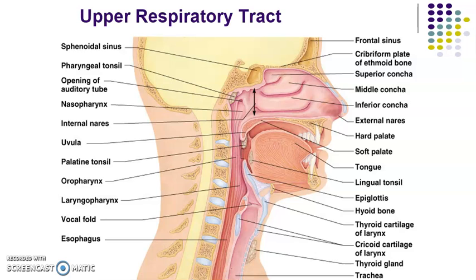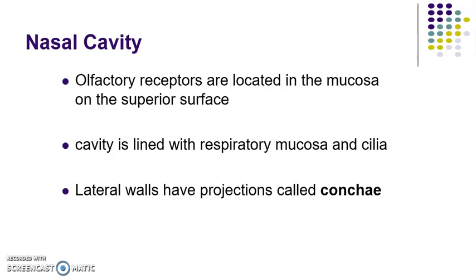Again, you're not going to have to know all this anatomy. I just basically want you to know nasal cavity, oral cavity, pharynx, and larynx. That's about it. But the nasal cavity is important because it also deals with our sense of smell, and it's also lined with mucus and cilia that help make sure we trap some of that foreign material that might be coming into our body.